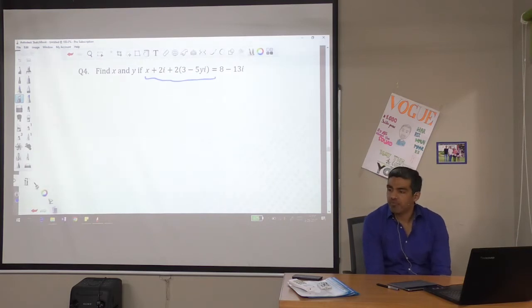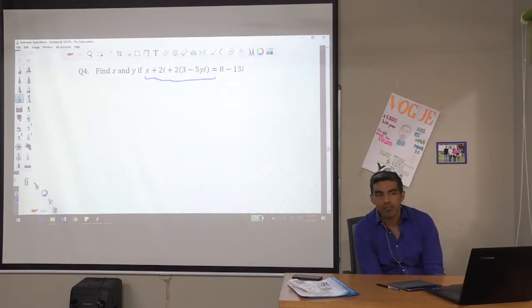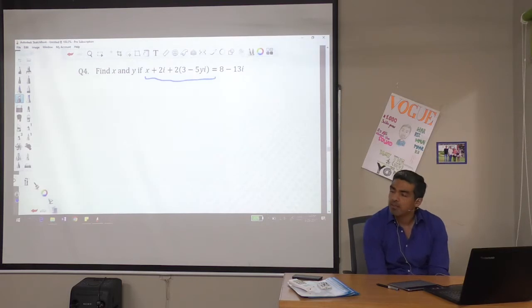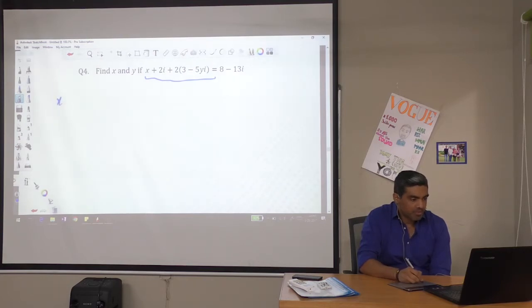So left side, bring it to a plus bi form, and if it's saying that it is equal to 8 minus 39, that means the left side real part must be equal to the right side real part, and the left side imaginary part must be equal to the right side imaginary part. So if we bring this to the a plus bi form, this is what we get.